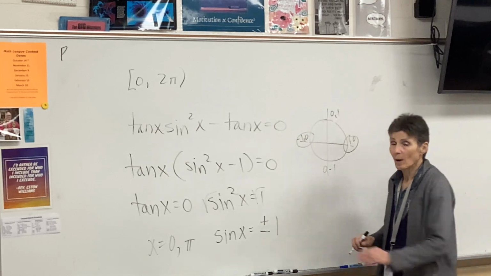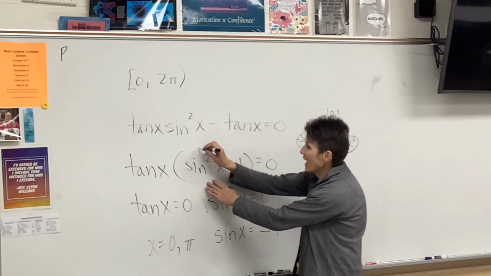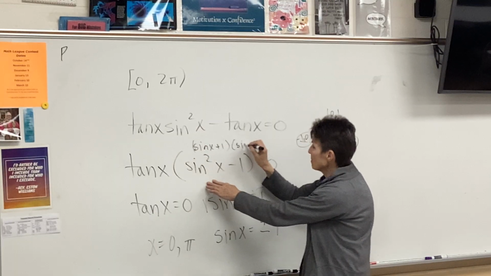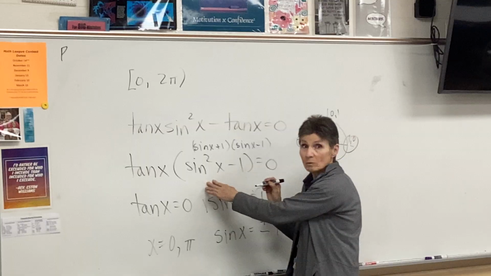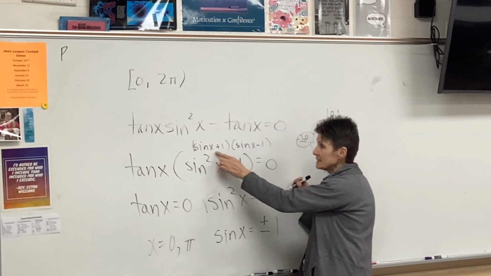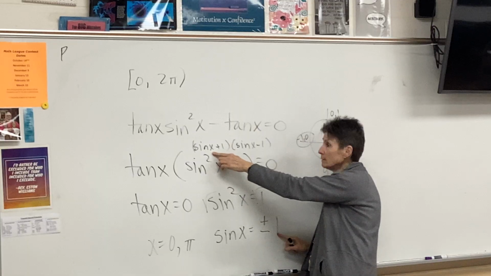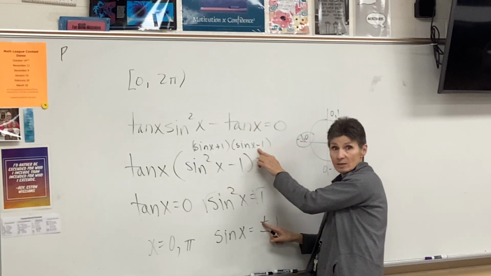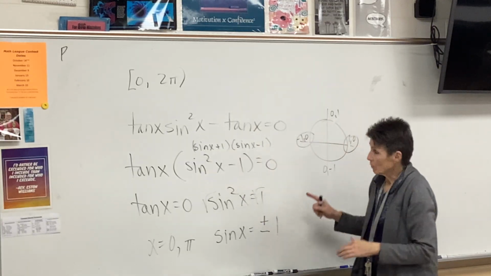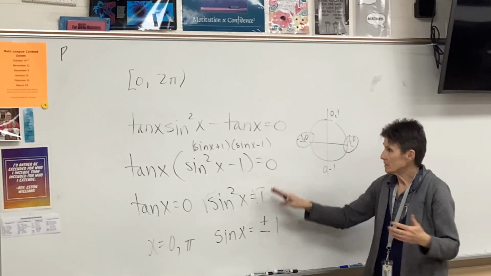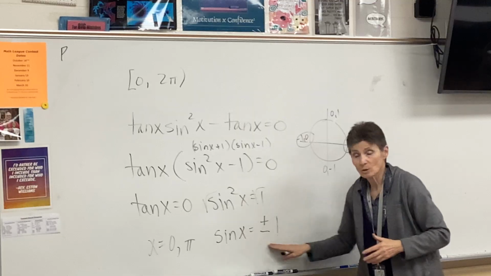You could also, I don't know if you thought about this, but this factors into sine x plus 1, sine x minus 1, so you could do that also. And notice when you set these equal to 0, this one says sine x equals -1, and this one says sine x equals +1. So if you would rather factor, I think it's quicker to take the square root, but do whatever you want. This is what you're going to come up with.